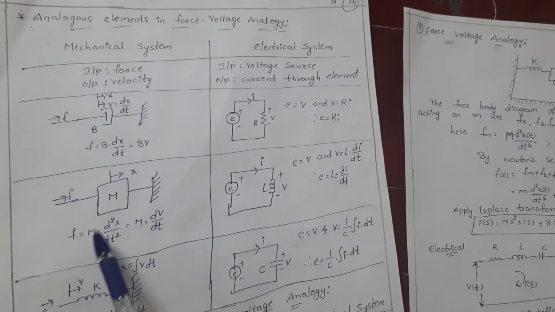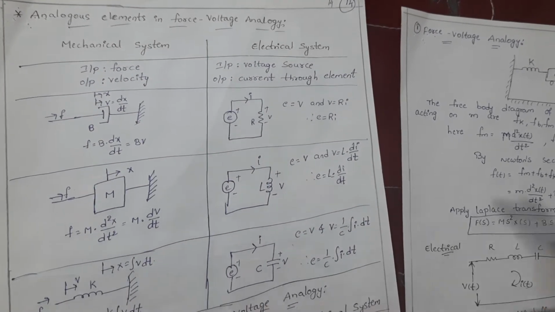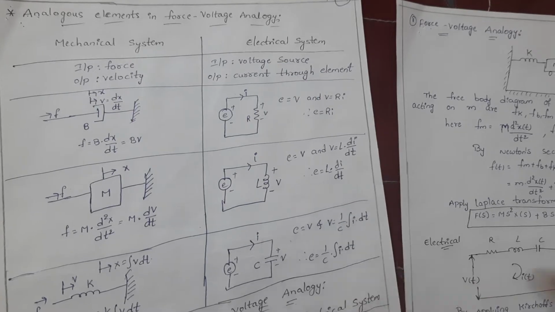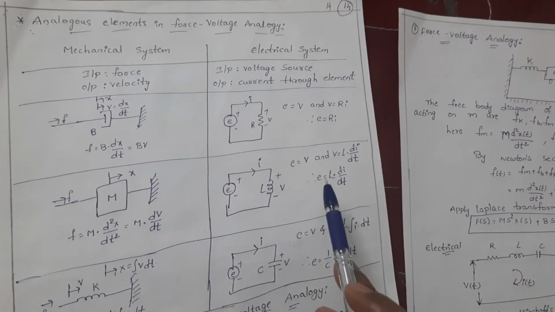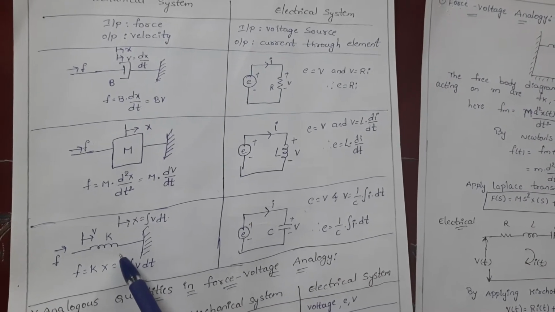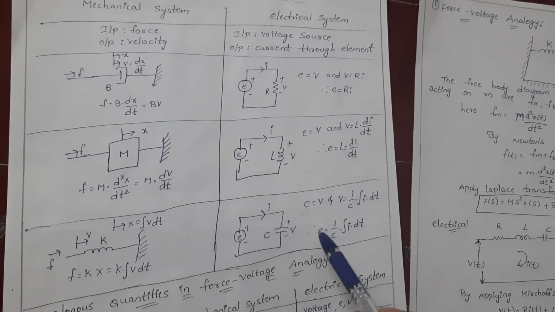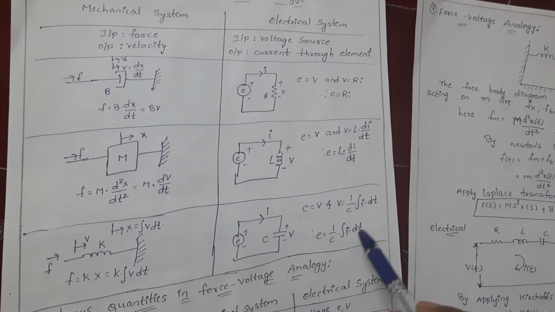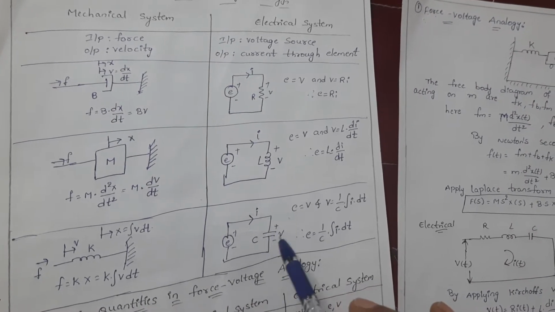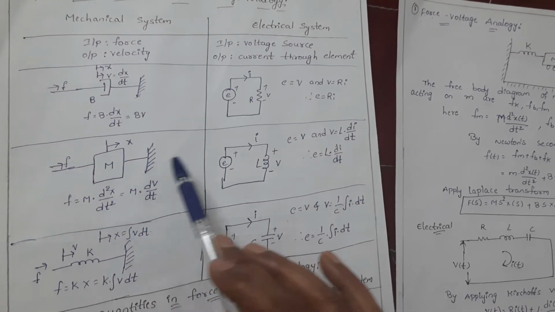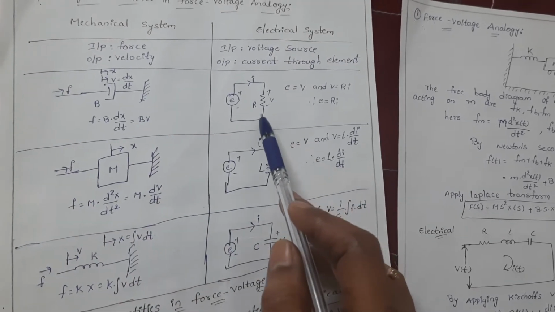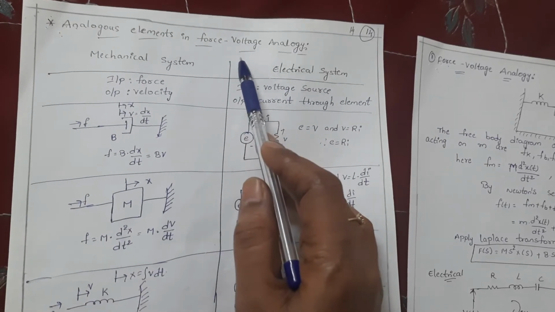Next, M. For M, in mechanical translational system, F is M d square x by dt square, and here we write E is equal to L di by dt. And K is elasticity in mechanical translational system, Kx we know, and here E is equal to 1 by C integral i dt. Whenever you see K in mechanical translational system, in electrical system you replace it with capacitor. If you see M, you replace it with inductor. If you see dashpot, you replace it with resistor in force voltage analogy, right?